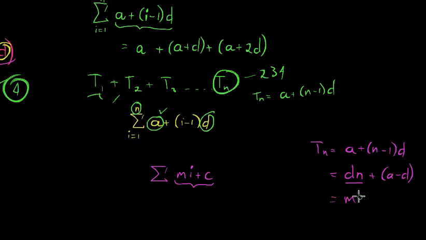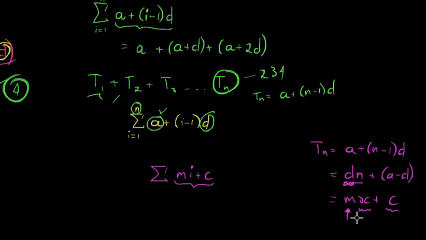This is like mx plus c, where my x is the value that changes, the m is the gradient of the line. The gradient tells me how much I change for every step, and that's exactly what d is. For every one change in n, my numbers change with d. And c is my y-intercept. Okay? In other words, it's when n is equal to 0.